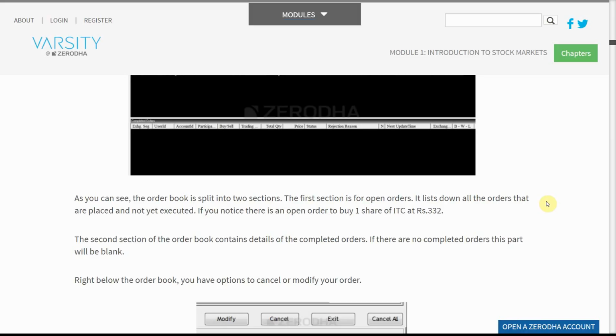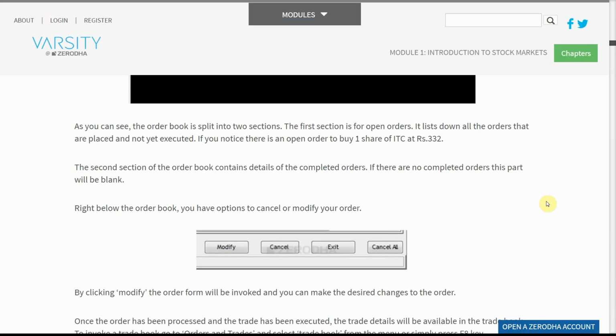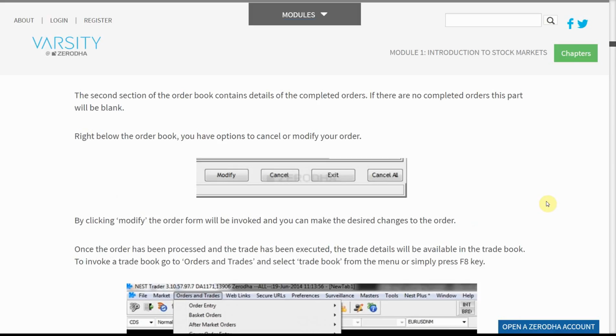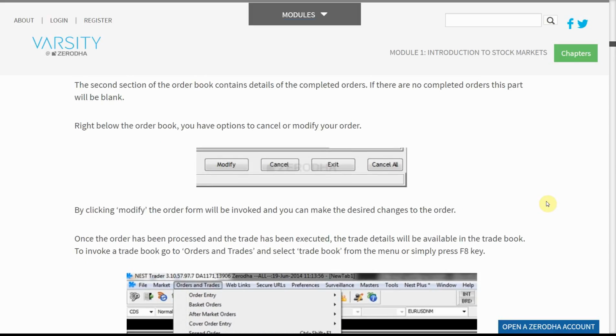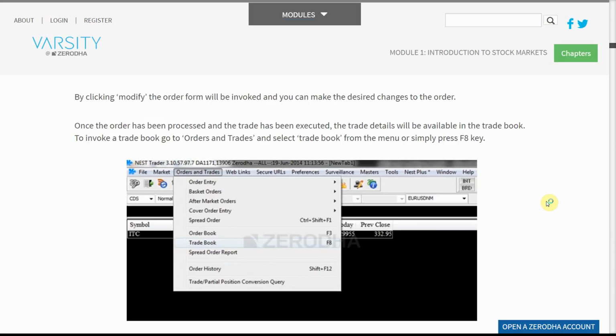Right below the order book, you have options to cancel or modify your order. By clicking Modify, the order form will be invoked and you can make the desired changes to the order. Once the order has been processed and the trade has been executed, the trade details will be available in the trade book. To invoke the trade book, go to Orders and Trades and select Trade Book from the menu, or simply press the F8 key. Here is a snapshot of the trade book.